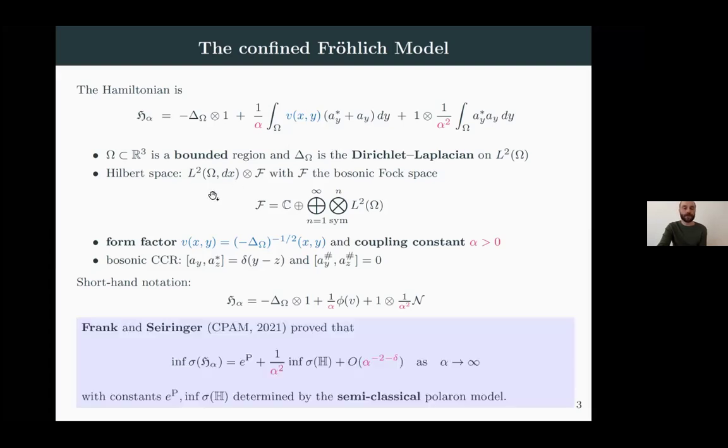Now, the motivation to study this particular confined or bounded version of the Polaron came from a recent work by Rupert Frank and Robert Seiringer, where they proved the following statement, namely that the ground state energy of this operator has a two-term expansion of the following form, where we have two alpha-independent explicit constants that are both determined by the semi-classical Polaron model, which I'll introduce on the next slides.